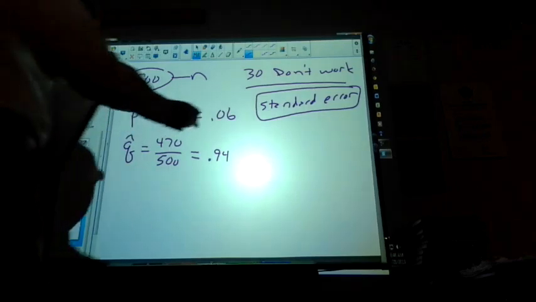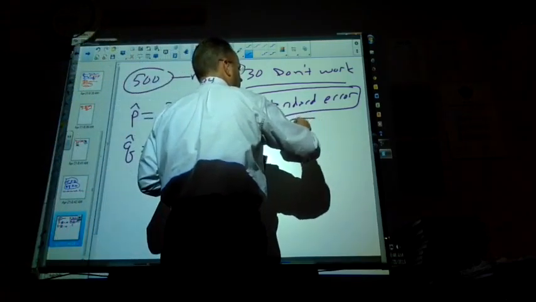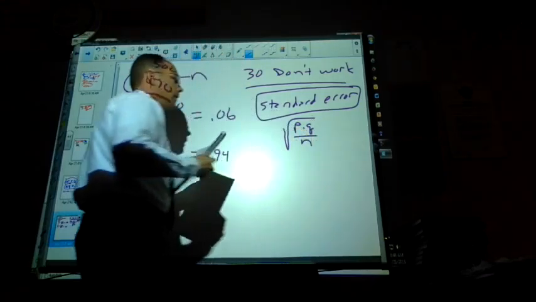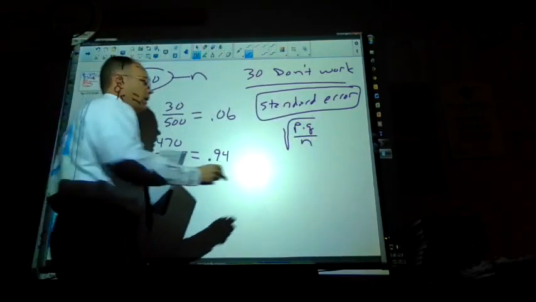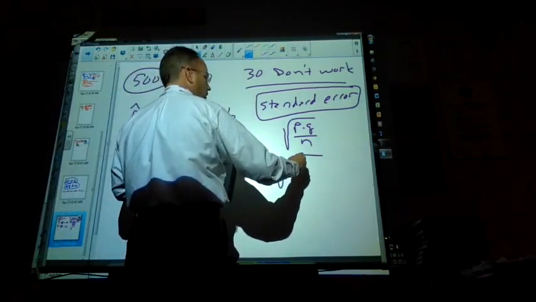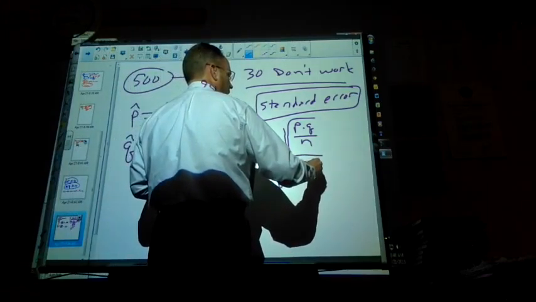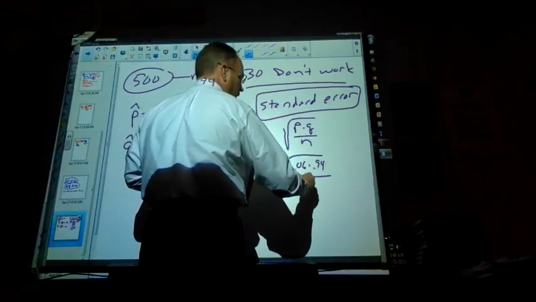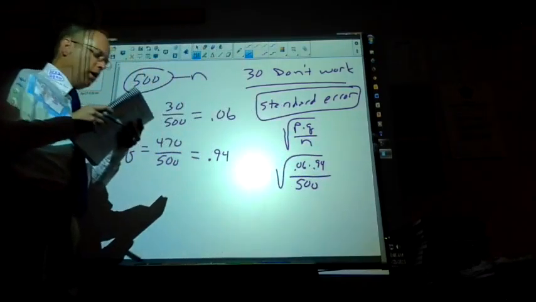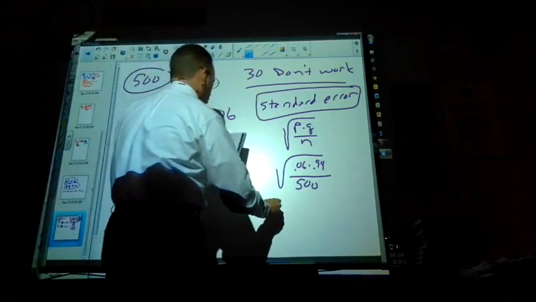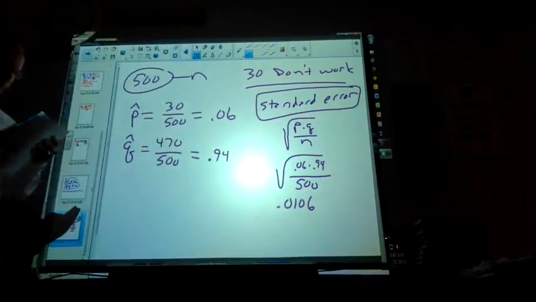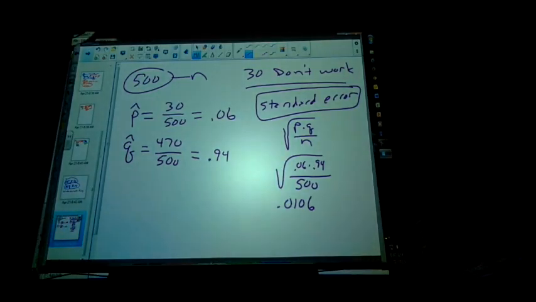So the standard error on this particular one is going to be the square root of P times Q over N. So I'm going to take the square root of 0.06 times 0.94, all divided by N, which is 500. And that's our standard error. If we do that math, it's going to come out to 0.0106.